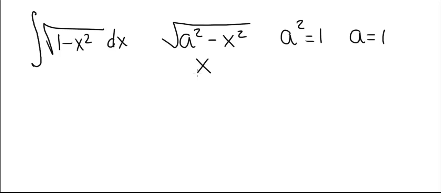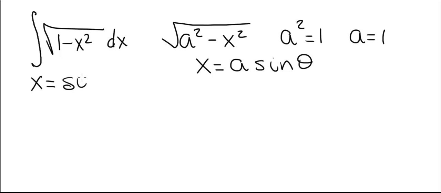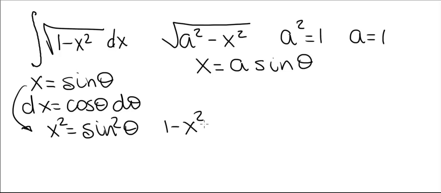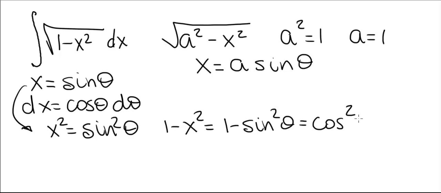The substitution for integrals like this is x equal to a sine theta, and for our case, since a is equal to 1, x will be sine theta. Then differentiating, we have dx is cosine theta d theta, and also squaring both sides, x squared becomes sine squared theta. 1 minus x squared is 1 minus sine squared theta. Using trig identity, this is cosine squared theta.